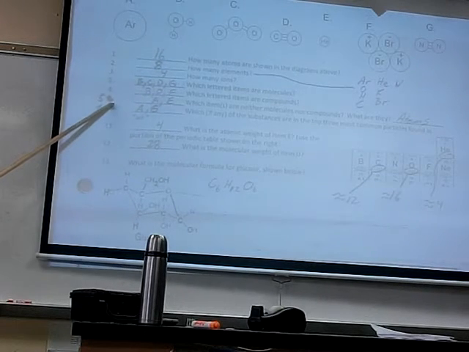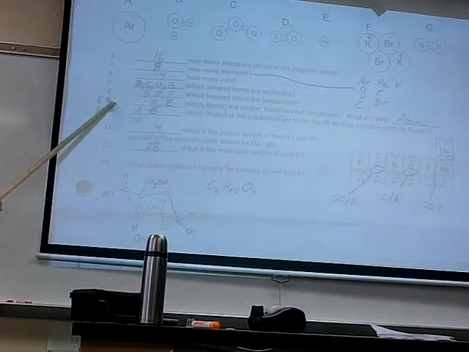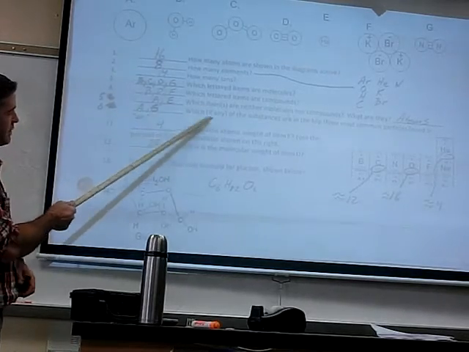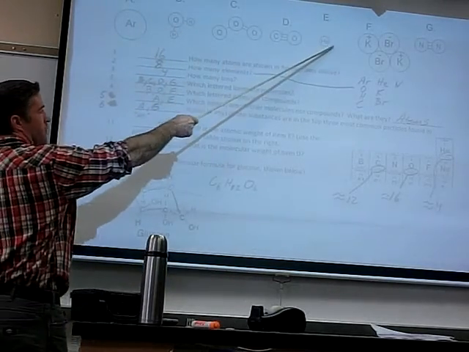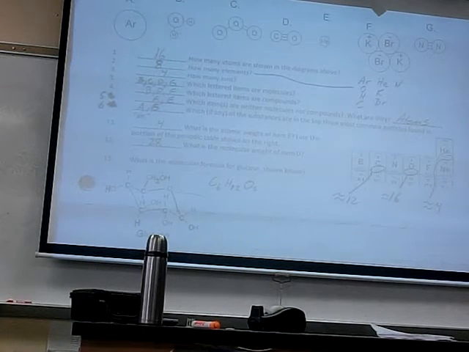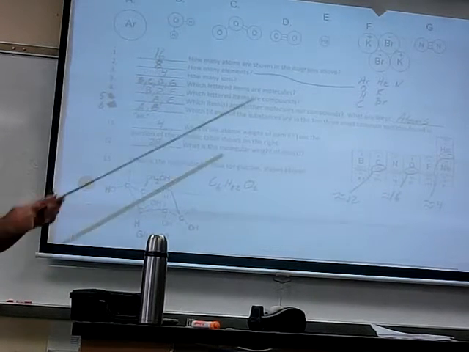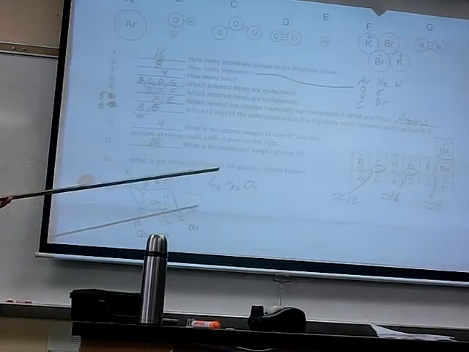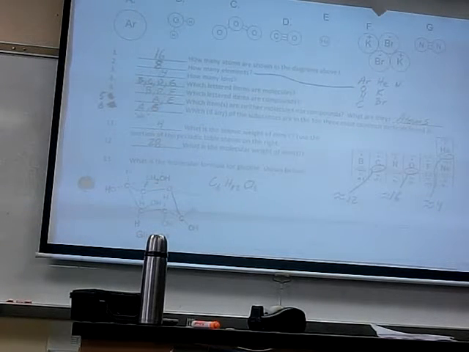For this one, whatever it was called on your sheet, because I messed it up, it's A and E. These are the ones that are not compounds and they're not molecules, they're just atoms. Or elements. Yeah, they could be elements. So if you said elements, great. But I think atoms is better.